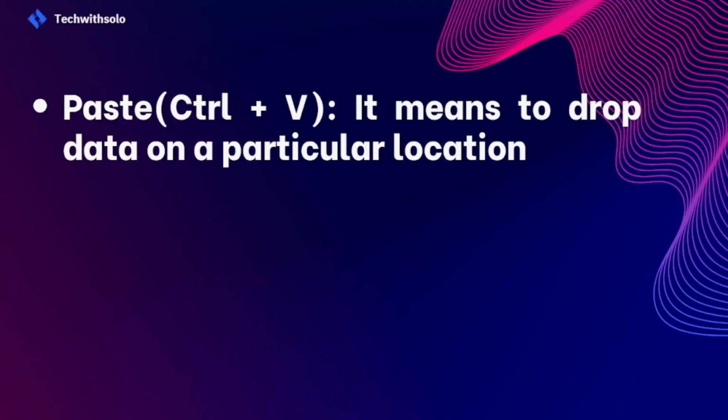So the next functions we are going to look at is paste. So what is paste? The shortcut to it is Ctrl plus V. It means to drop data on a particular location. So you have already copied it, or you have already cut it, and you want to drop it on a particular location, or cells or sheets. So that is paste. So we are going to look at it practically.